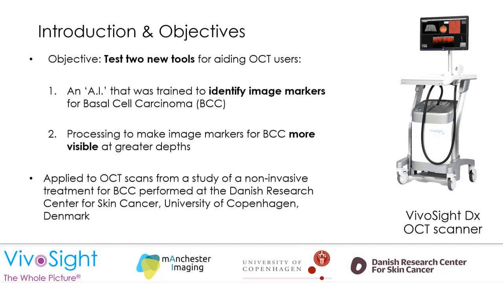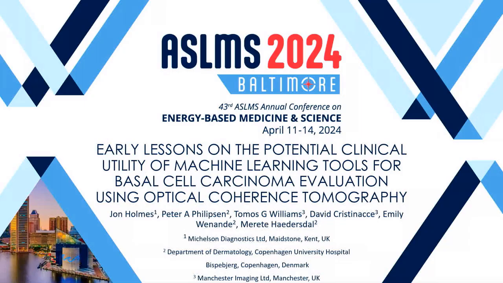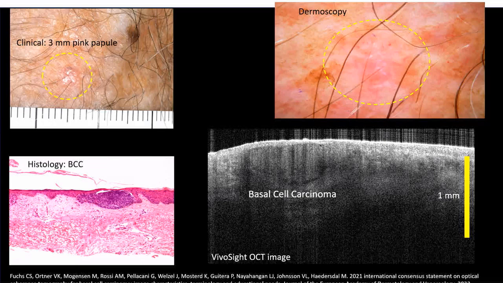And what we did is we applied these tools to OCT scans obtained retrospectively from a study of non-invasive treatment for BCC performed at the Danish Research Center for Skin Cancer at University of Copenhagen, Denmark. So here is a typical BCC. You can see it on the clinical dermoscopy and histology, and bottom right is how you might see this in an OCT image. So you see this sort of darkened area. And this is a sort of task that the user of OCT is doing daily to identify these BCCs in their practice. So the question is, can we automate this?